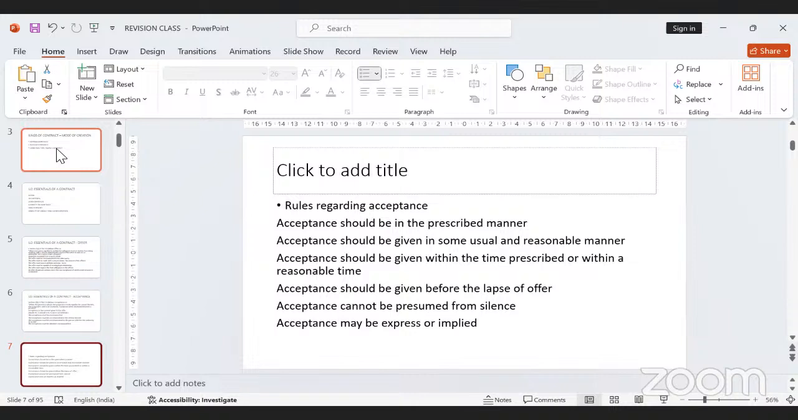Acceptance may be expressed or implied. I gave you an example also. I book a cab. The cab comes to my house. I get into the cab. I tell the OTP number, and I sit in the cab. What is this? I am accepting. That means when I get down, whatever price has been shown to me, I will pay you that price.